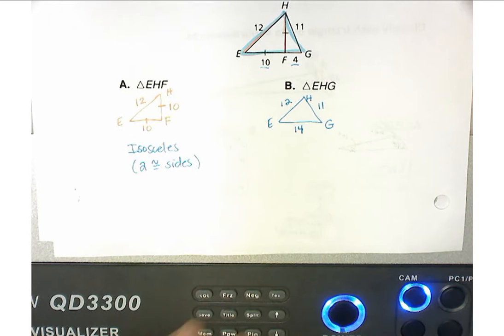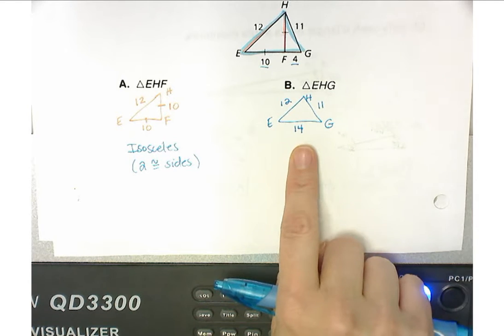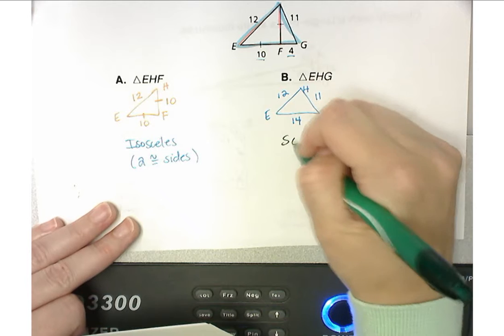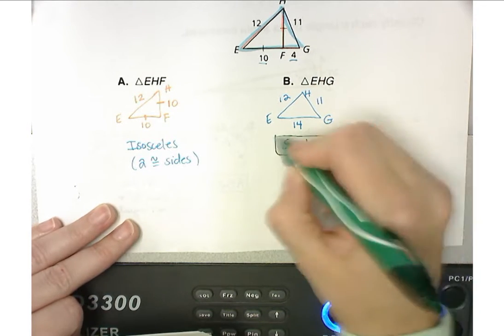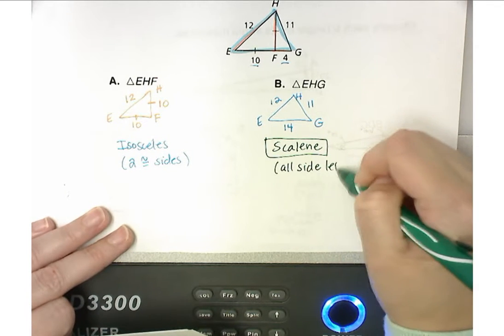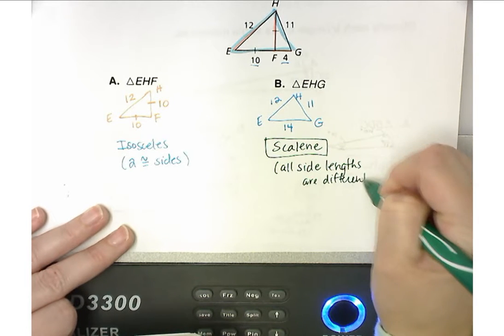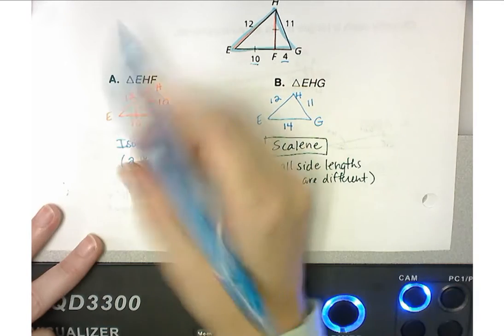Okay, and then Abigail, based on your side lengths, this is going to be what type of triangle? Good, okay, so it's going to be scalene because all of your side lengths are different. So that's going to be scalene. All side lengths are different. Do you guys remember talking about scalene and isosceles triangles when you were younger?